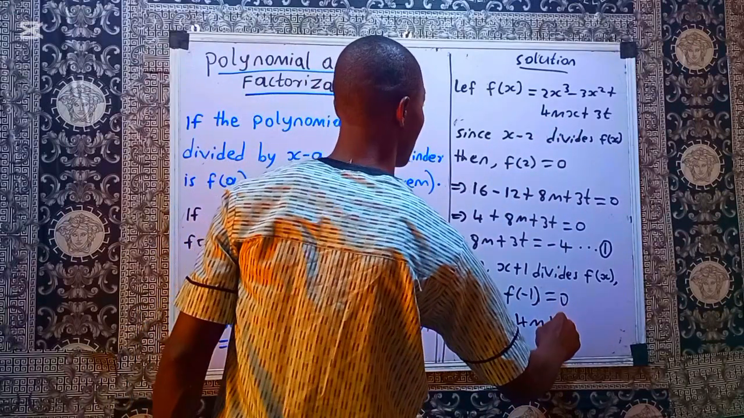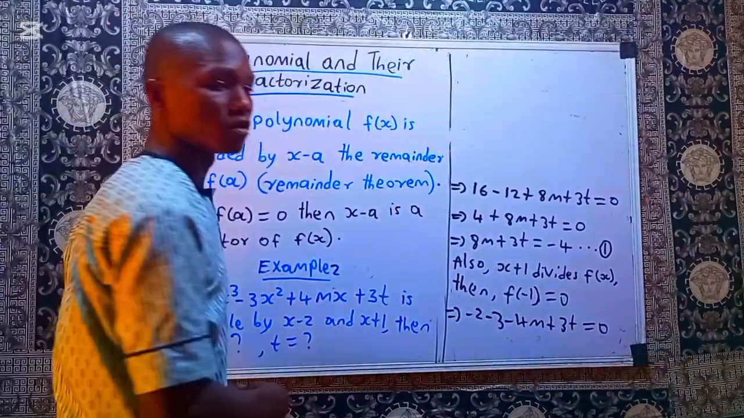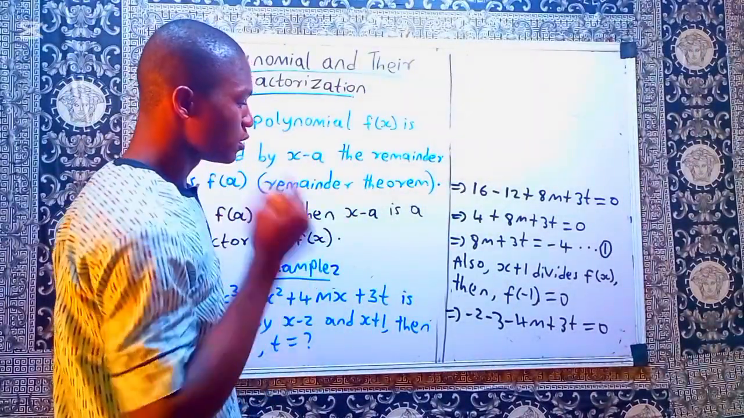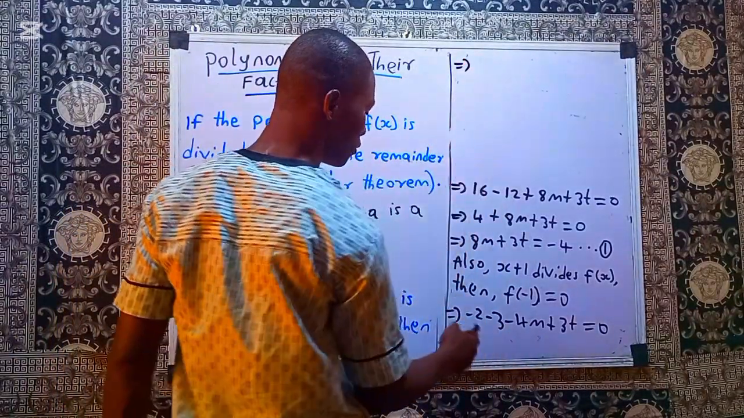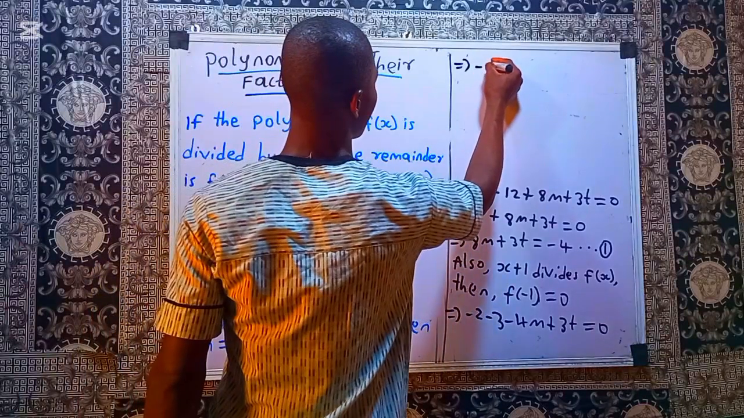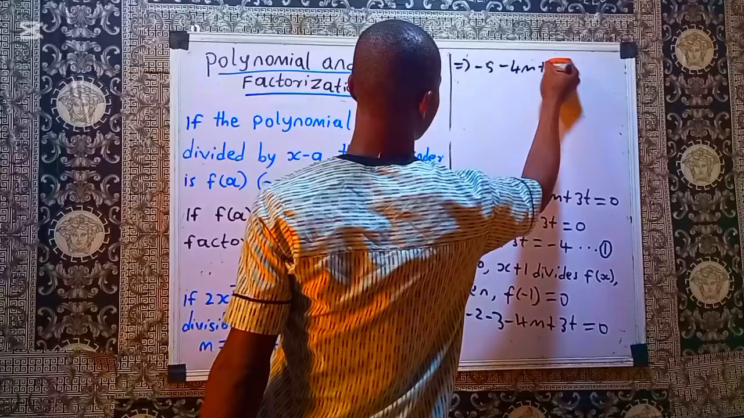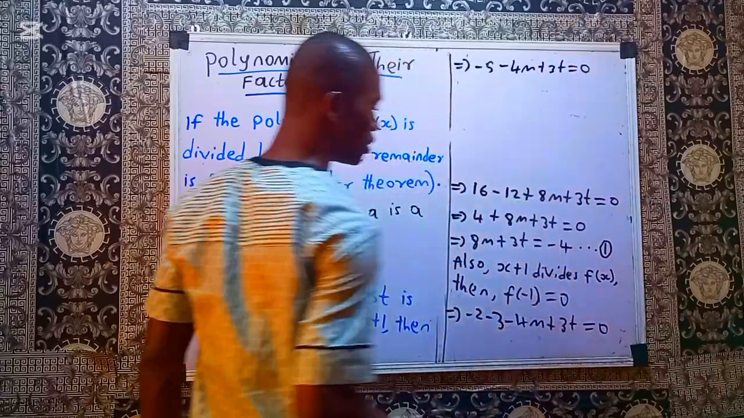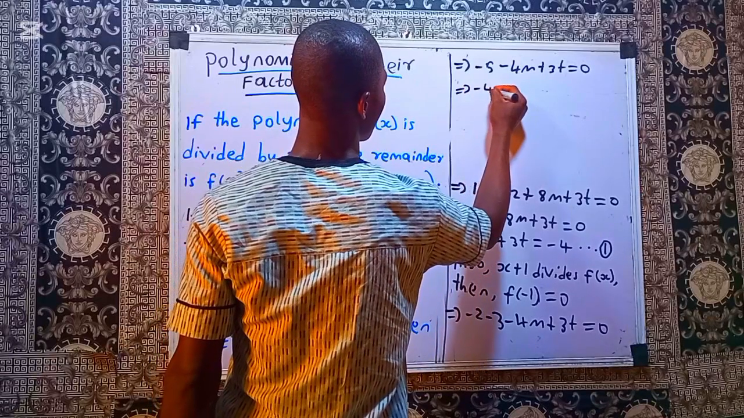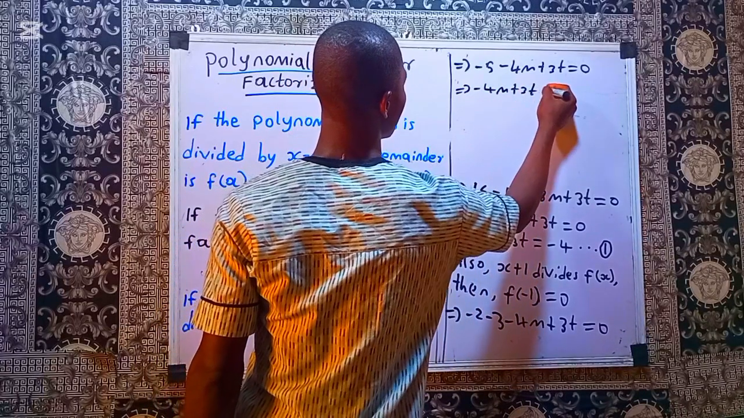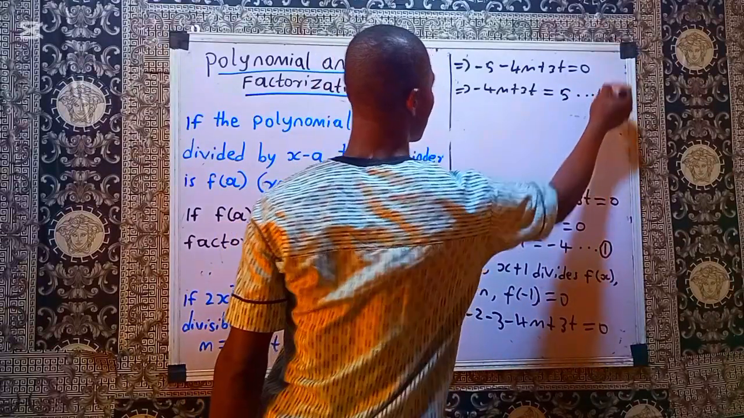Then we are going to have plus 3t, and this should be equated to 0. So I decided to clean up because of space. We are going to simplify this further. So this implies minus 2 minus 3 is minus 5. Then we are having minus 4m plus 3t is equal to 0. If you move minus 5 to the right, you are going to have that minus 4m plus 3t is equal to positive 5. We call this one equation 2.